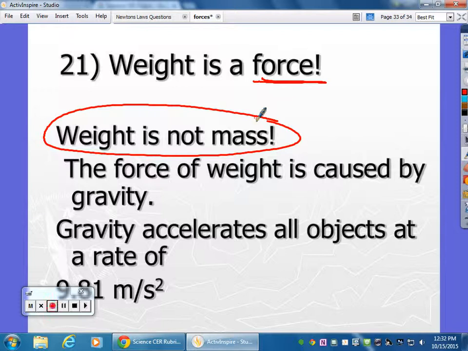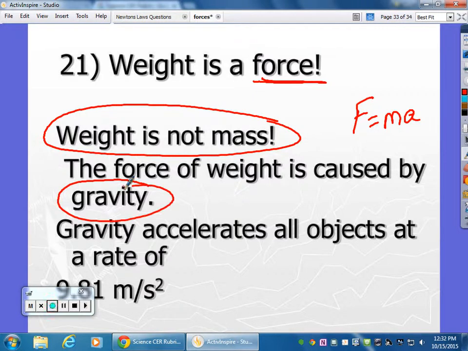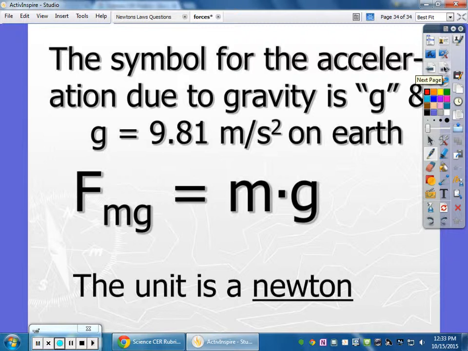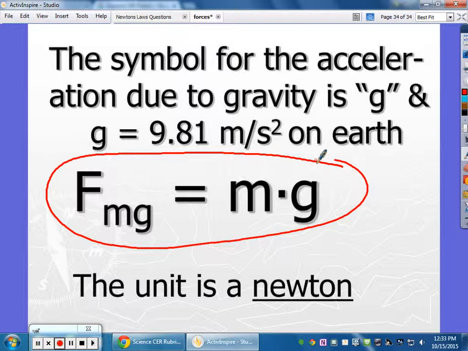Right? Forces are F equals ma. F equals a mass times an acceleration. So when you take a mass and you accelerate it, that requires a force. The force that causes this acceleration is the force of gravity. And it causes acceleration at a known rate, which is negative 9.8 meters per second squared. So if we want to calculate the force of your weight, we simply take your mass times the acceleration of gravity. That gives us a formula for calculating weight of F equals mg.